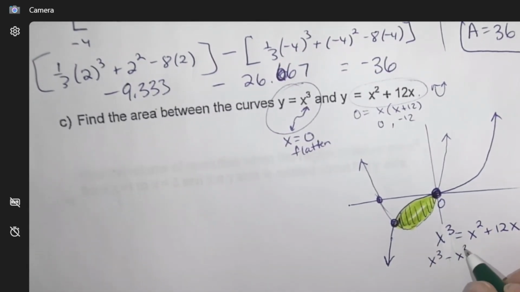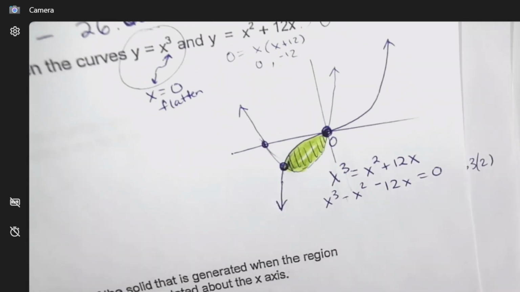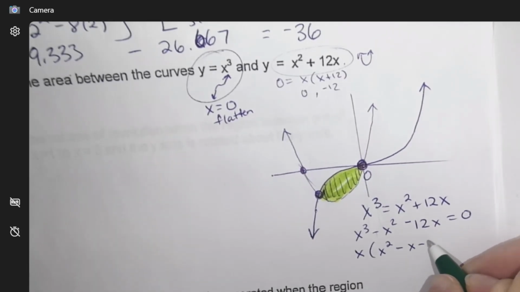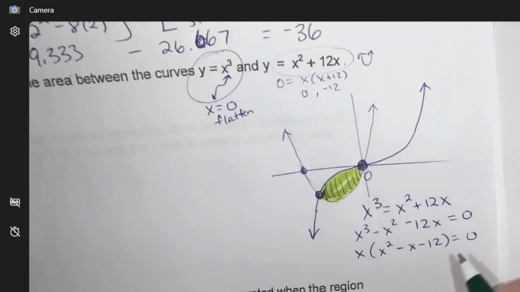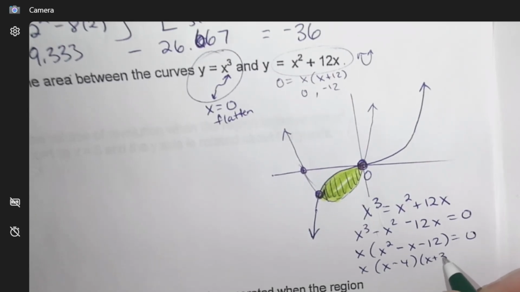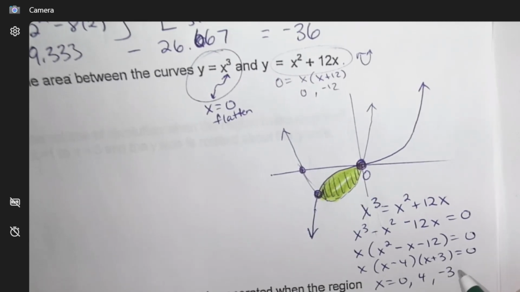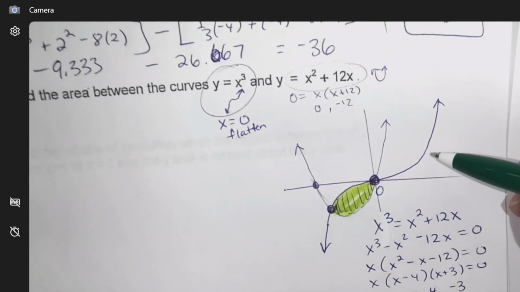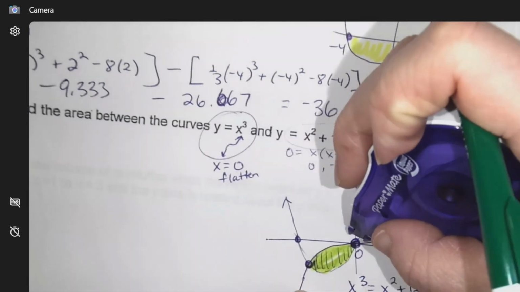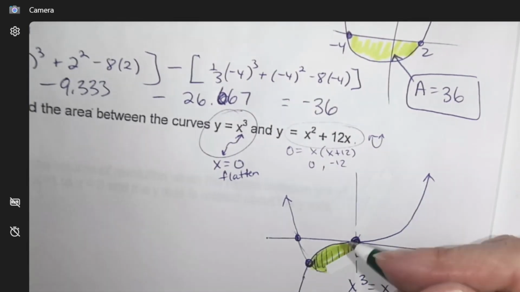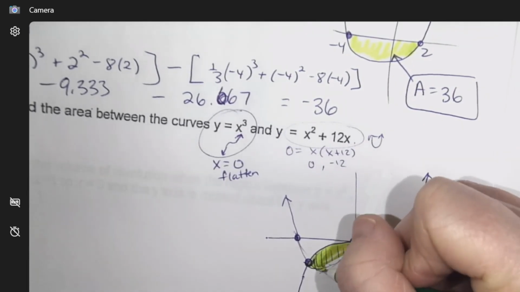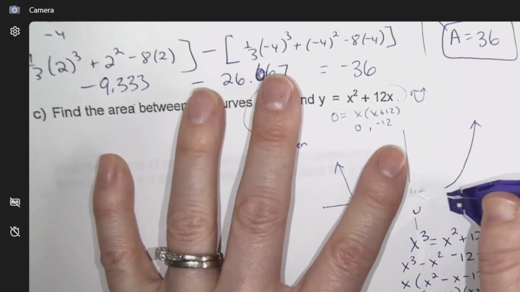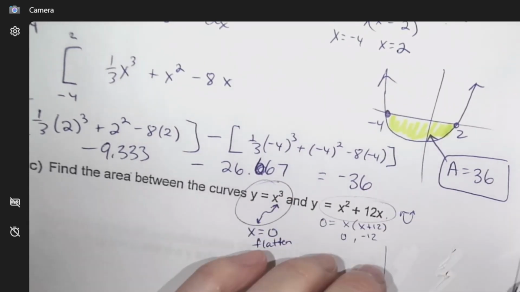So I'm going to move everything to one side. I'm going to GCF an x out. Oh boy, they cross again, so I need to revisit my drawing here. I need them to cross again, hey?